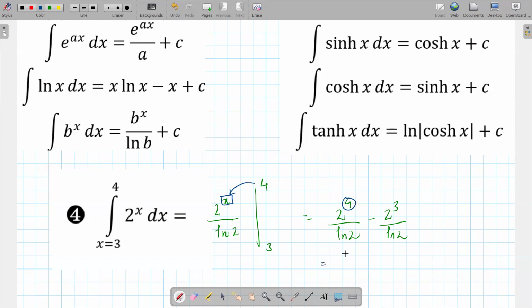So this becomes 1 over ln 2, 16 minus 8, 8. So it becomes 8 divided by ln 2, which is some number. Let me see what it is. It's 11.54.